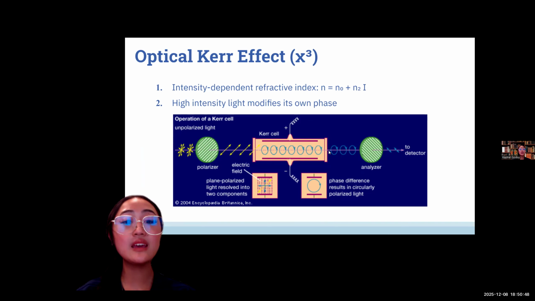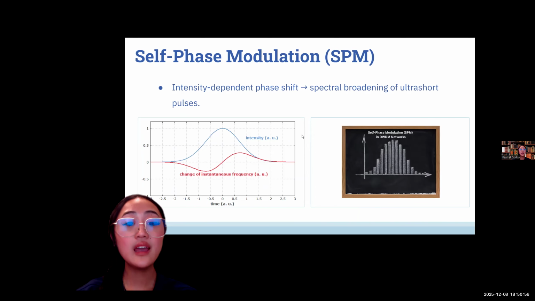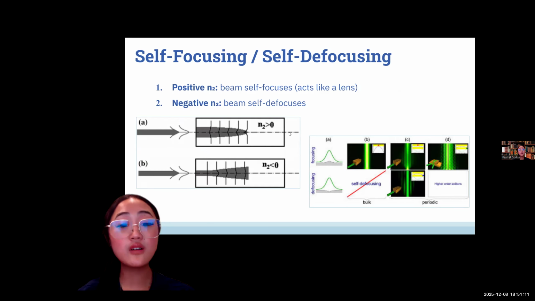And what does that mean? It just means that the refractive index n of a material is dependent on the light intensity, I, of the light used to measure it. The intensity dependence leads to a phenomenon like self-phase modulation, or SPM for short. This is where the phase shift experienced by a short pulse causes it to spectrally broaden. This can also cause self-focusing and self-defocusing.